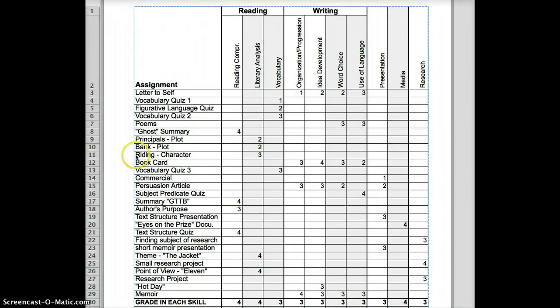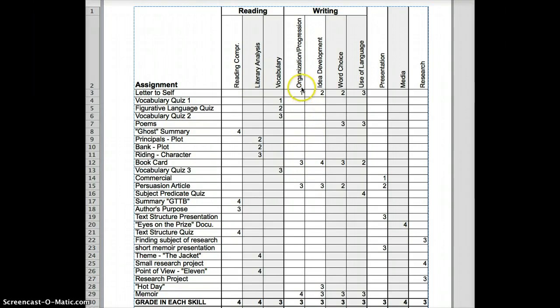Later on, the students did a book card. And in doing the book card, the student did much better in organization and progression. In fact, they received a 3, exactly what they were supposed to do. So a lot of times, teachers will take the 1 and the 3 and will average it to make a grade of 2. That's not the way we do it.